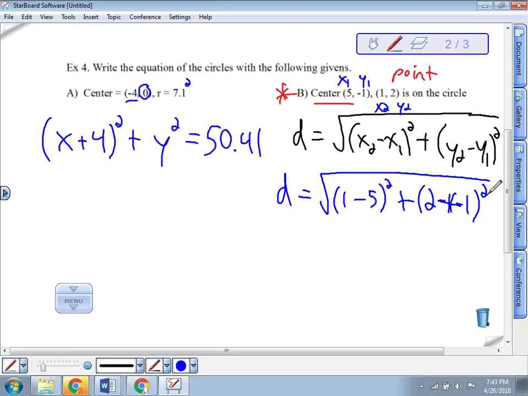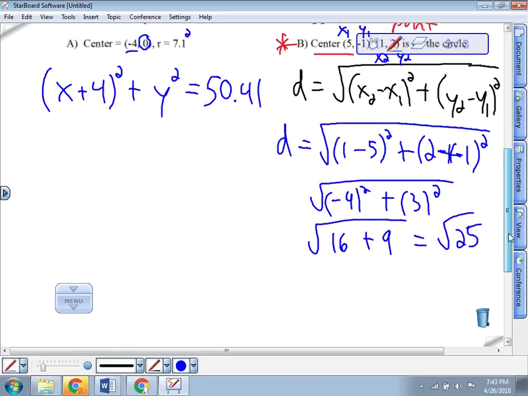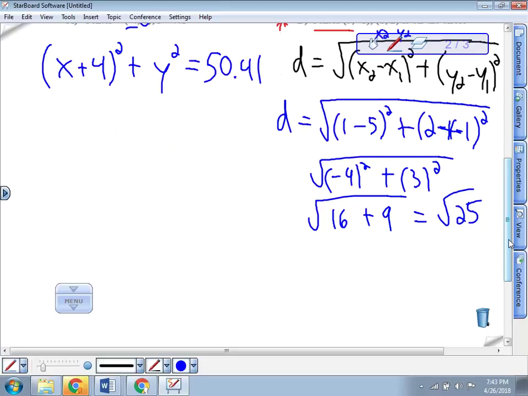All right, so 1 minus 5, again, we're going to keep going. 1 minus 5 is -4 squared, plus 2 plus 1 is 3 squared. Well, -4 squared is 16, plus 9, which equals the square root of 25. So the square root of 25, the distance, is 5. Well, in this case, the distance is our radius.